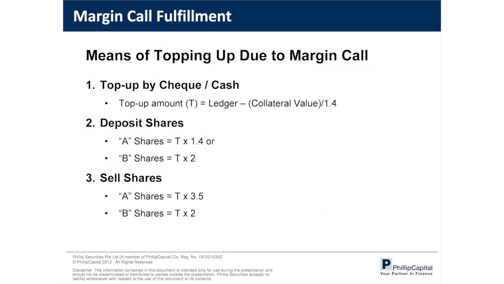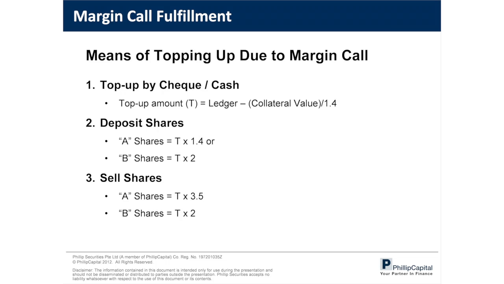As shown in this diagram, there are 3 ways client can fulfill the margin call. Firstly, client can top up by cash or check. The top-up amount, or T, is equal to ledger minus collateral value divided by 1.4.